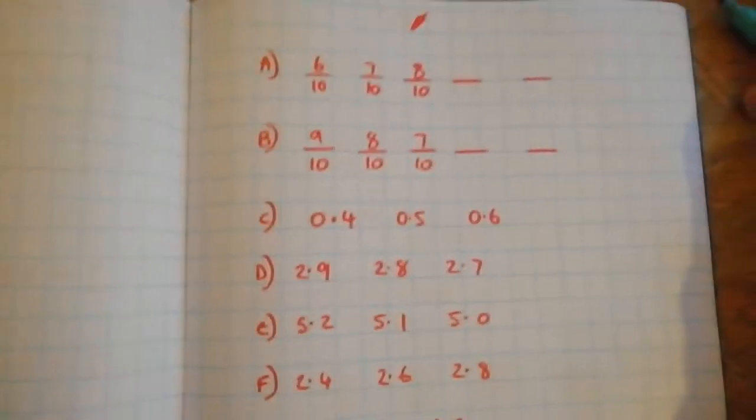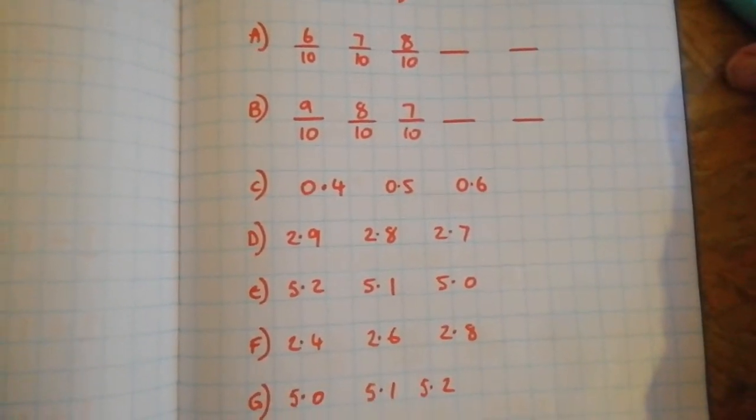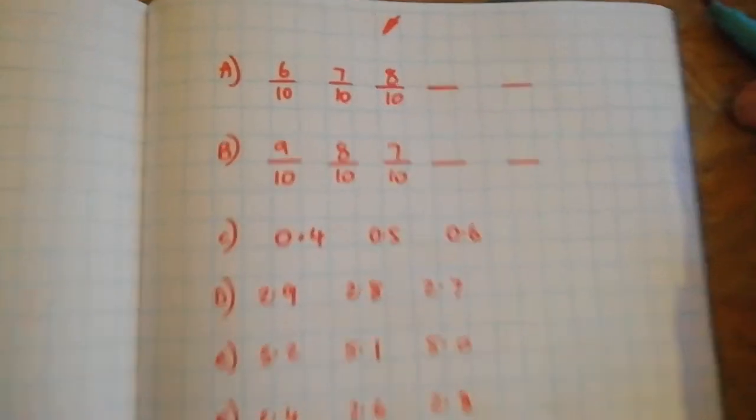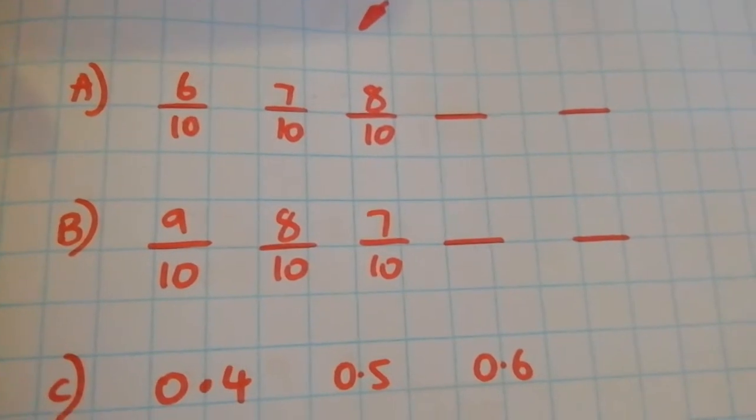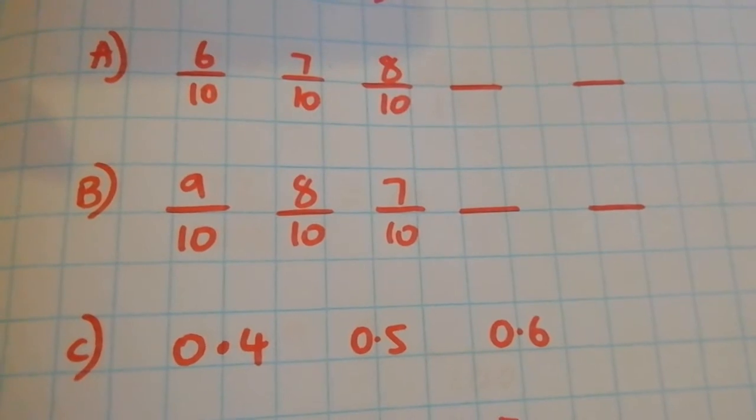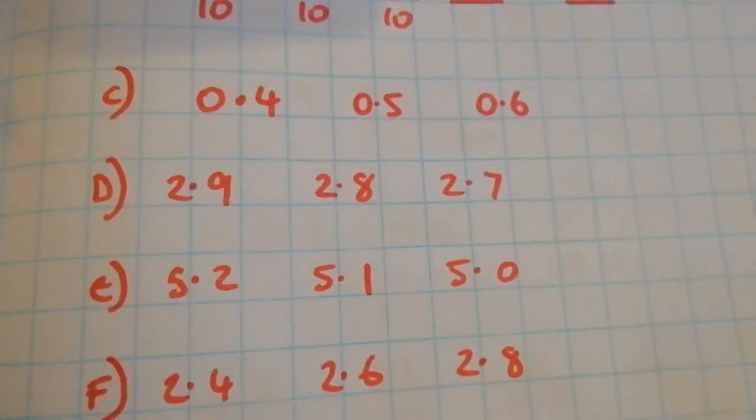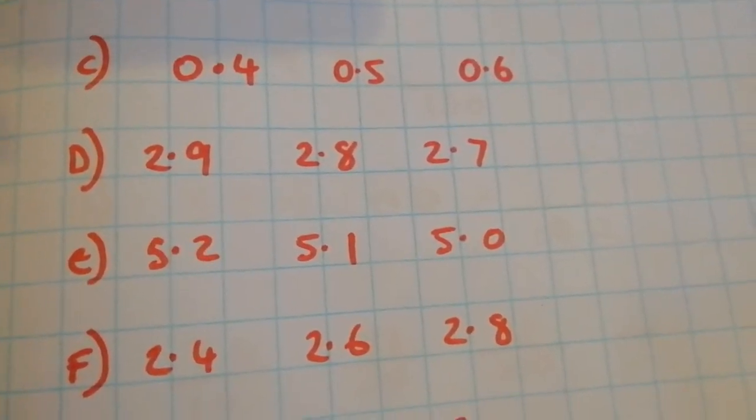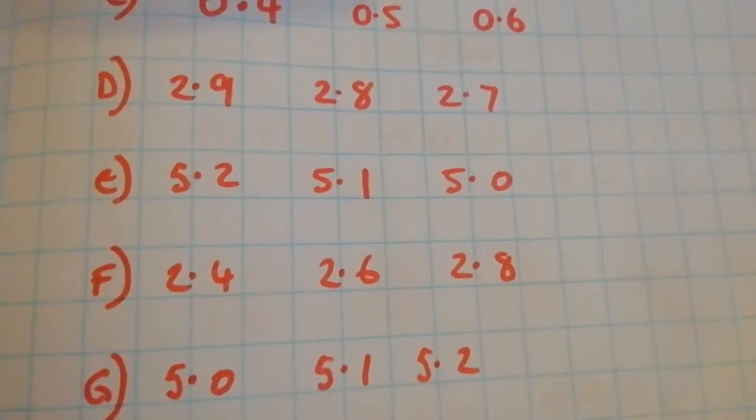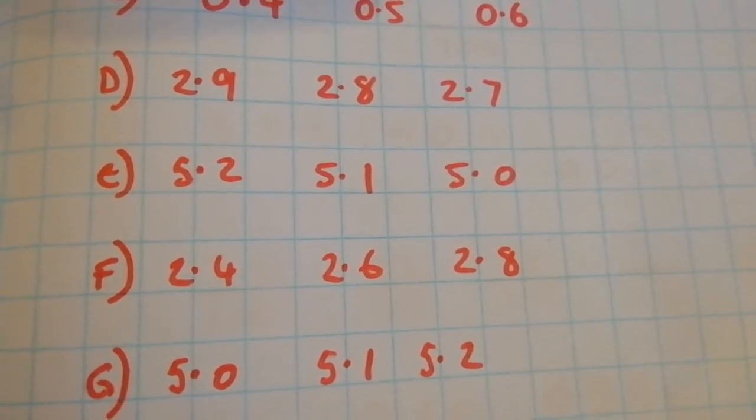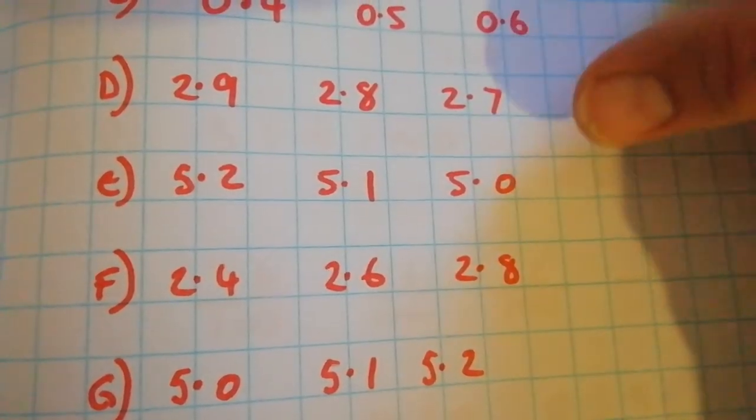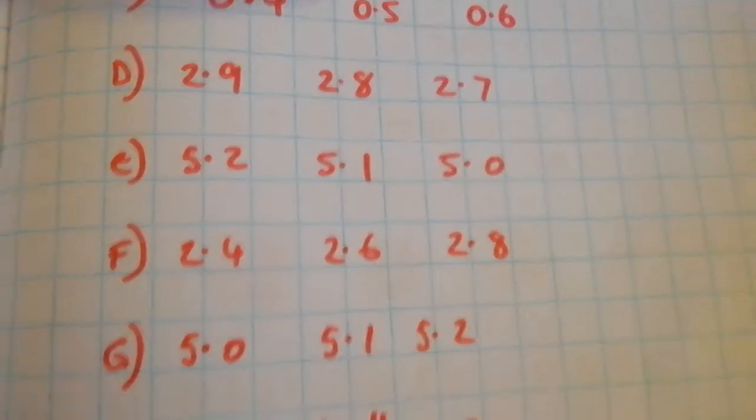Let me see if I can get all of your questions on the screen. F to G, that's it. I'll go a little bit closer just in case it's difficult to see. So there's the first 3. And then there's, and we've just got a G as well. So we're looking to fill in the next 2 things that would be in each of those sequences.